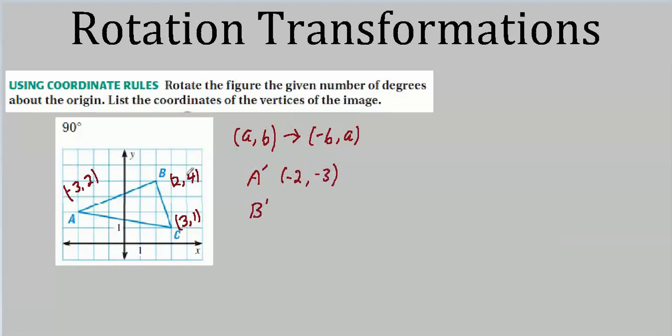We swap them and negate the first one. So we get minus 4, 2. And here at C prime, again we swap, and the first part we take the negative, the second we leave alone, and these are our coordinates for a rotation of 90 degrees about the origin. We could roughly guess where that would be.